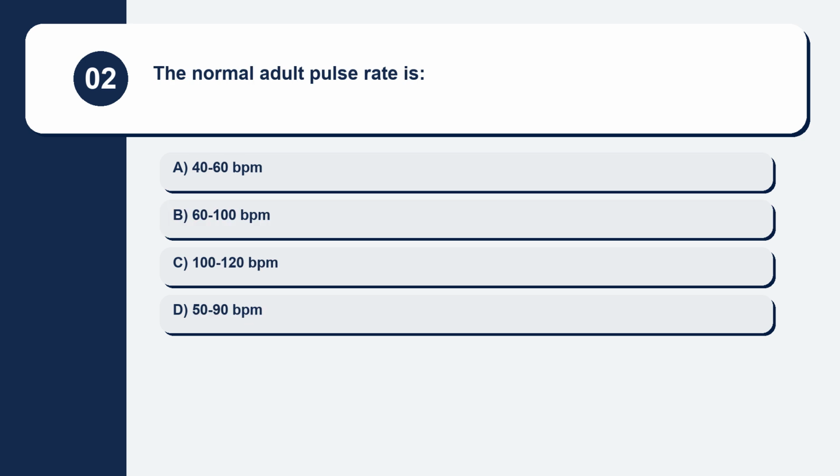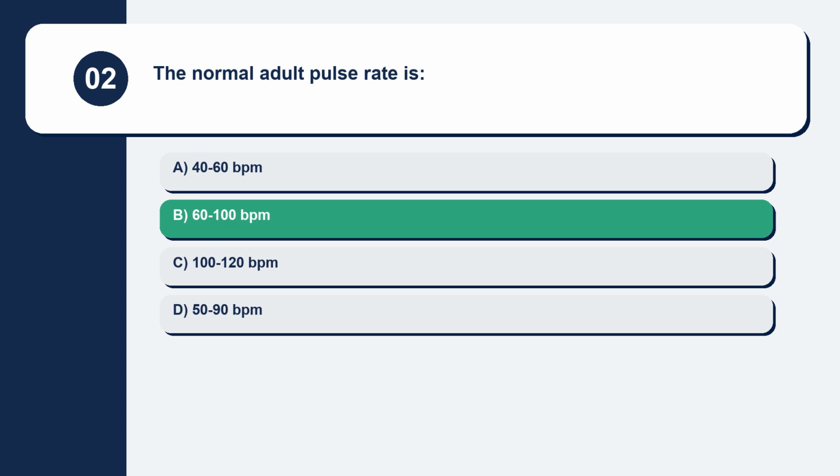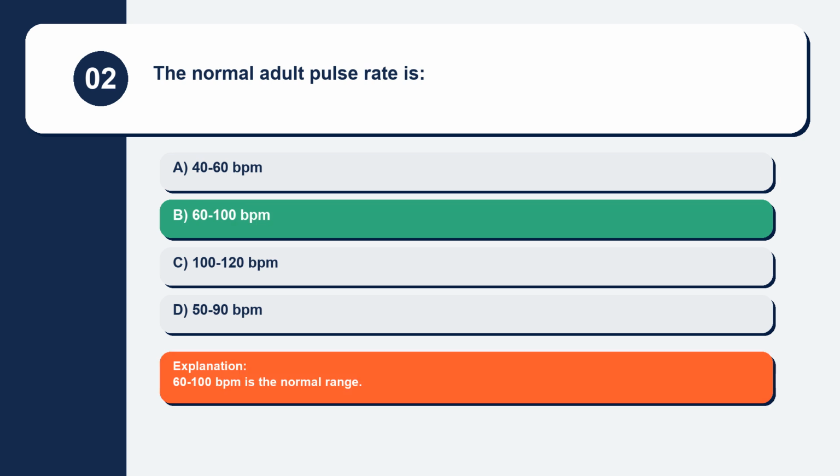Question 2. The normal adult pulse rate is: 40-60 bpm, 60-100 bpm, 100-120 bpm, or 50-90 bpm. 60-100 bpm is the normal range.